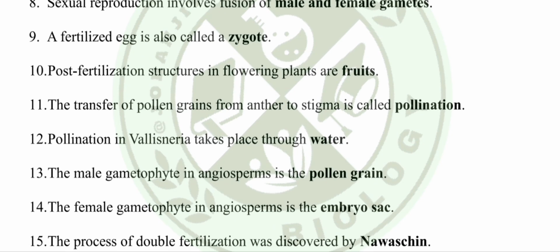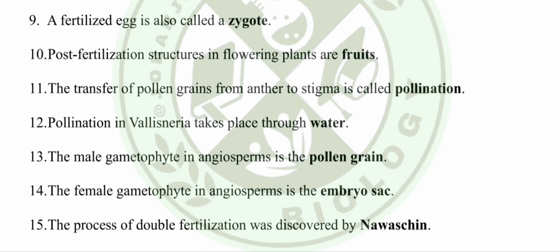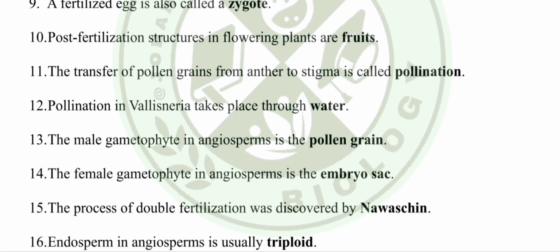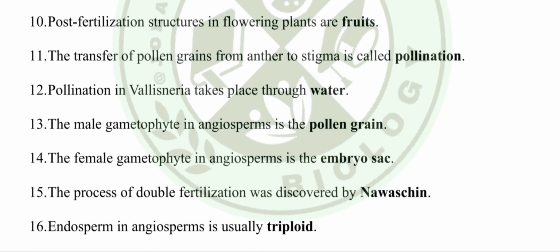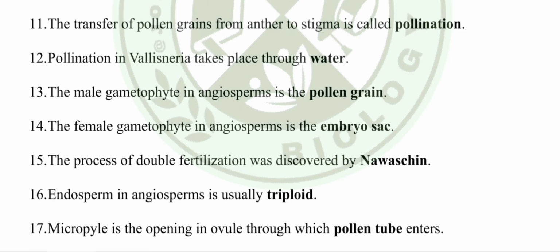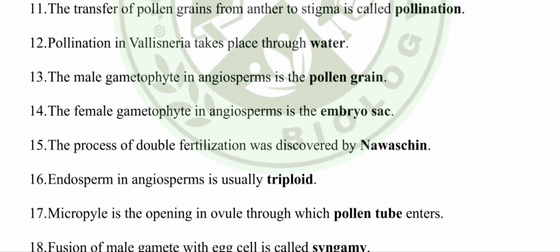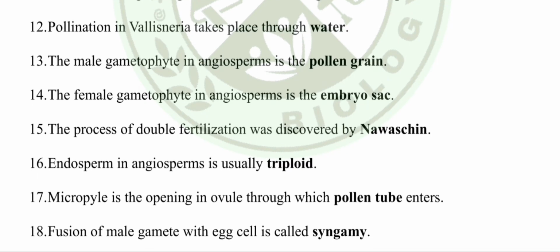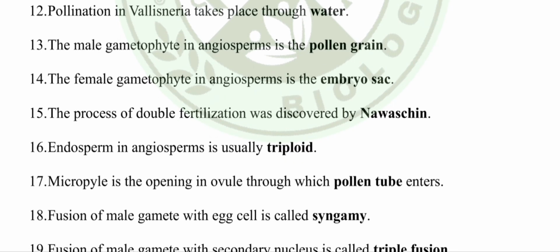10. Post-fertilization structures in flowering plants are fruits. 11. The transfer of pollen grains from anther to stigma is called pollination. 12. Pollination in Vallisneria takes place through water. 13. The male gametophyte in angiosperms is the pollen grain.